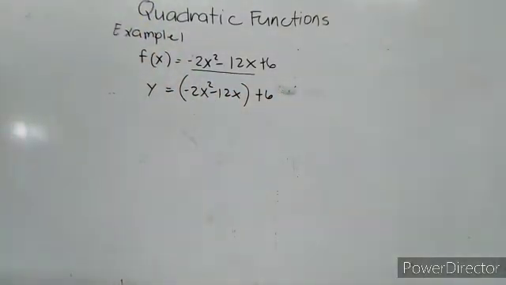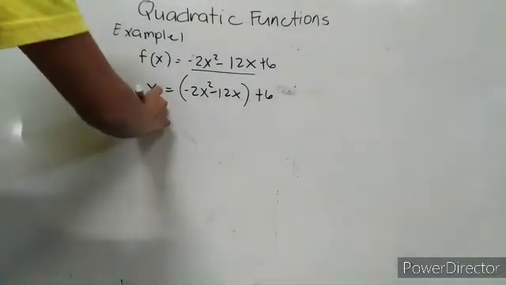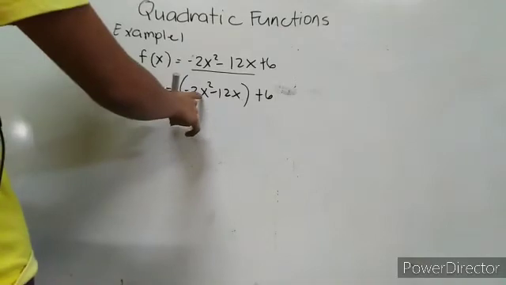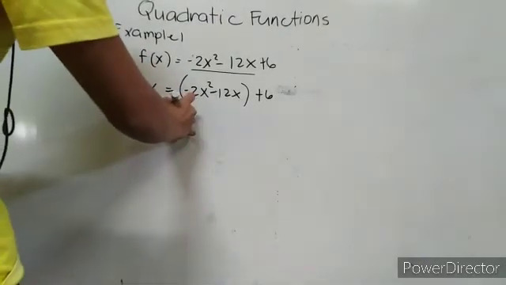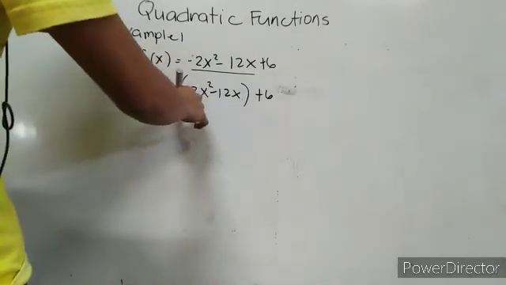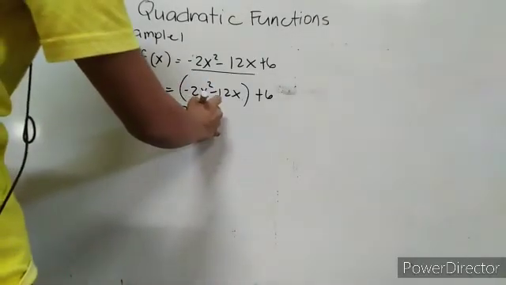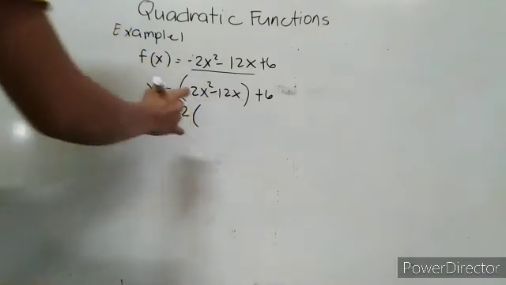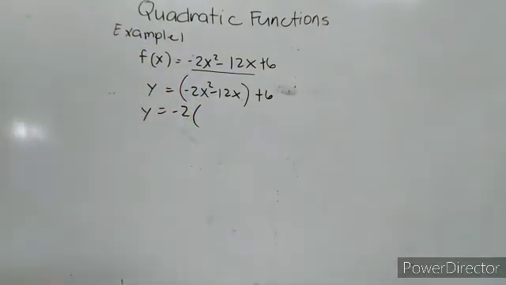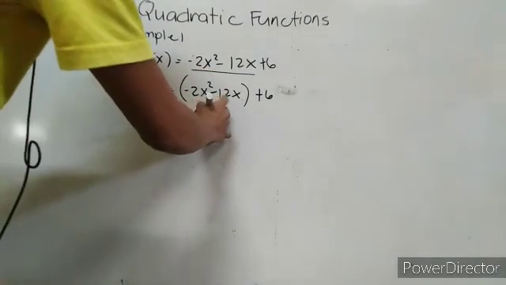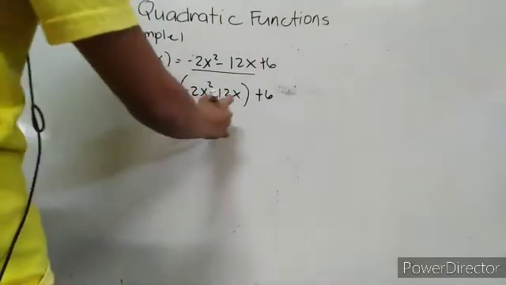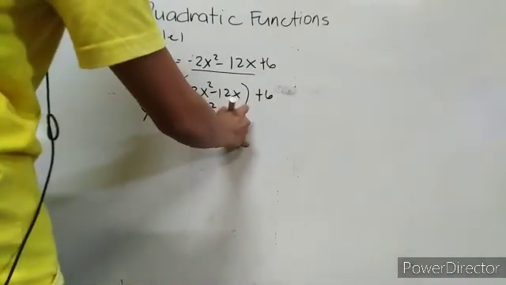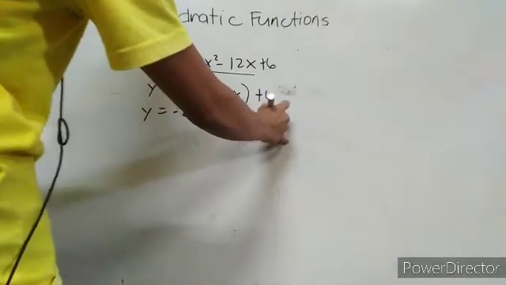After that, we are going to factor out. We factor the group, negative 2x squared minus 12x. We factor out negative 2. Negative 2x squared divided by negative 2 is x squared. Then negative 12x divided by negative 2 is positive 6x. Then we bring down the plus 6.